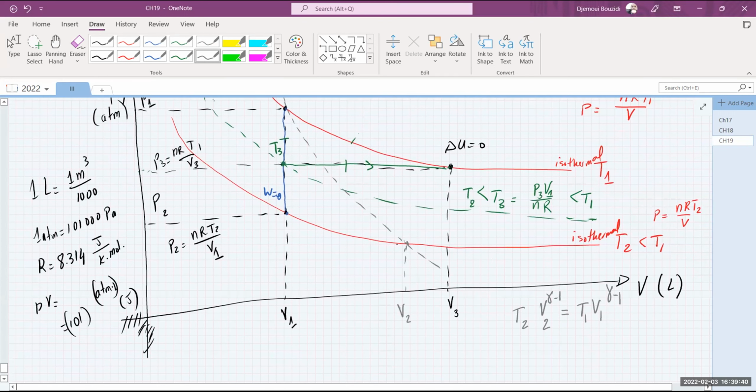Now, the last thing that probably interests me is this pressure. I should probably give it a different name than P2. So it's going to be P2 prime. P2 prime is equal to, clearly from this isothermal, NR T2 divided by this volume that I just found, V2. So I know everything I need about this one.